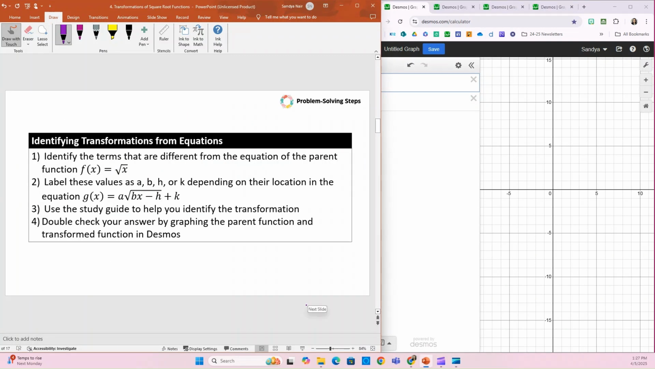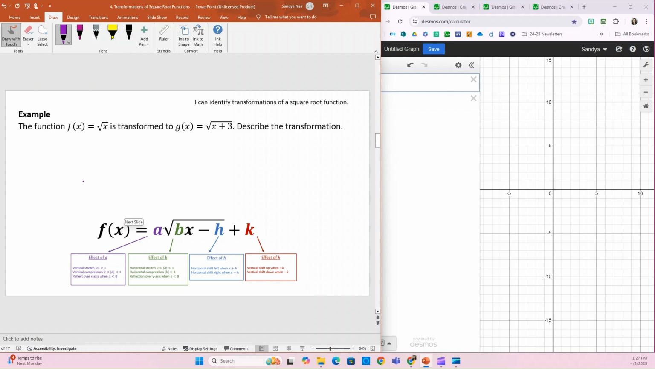When we're identifying transformations from equations, the first thing we want to do is identify or highlight the terms that are different from the parent function. We're going to label these values as a, b, h, or k, and then use the study guide to help us identify the transformation. Remember, we always want to double check our answer by graphing in Desmos so that we can verify what we identified is correct.